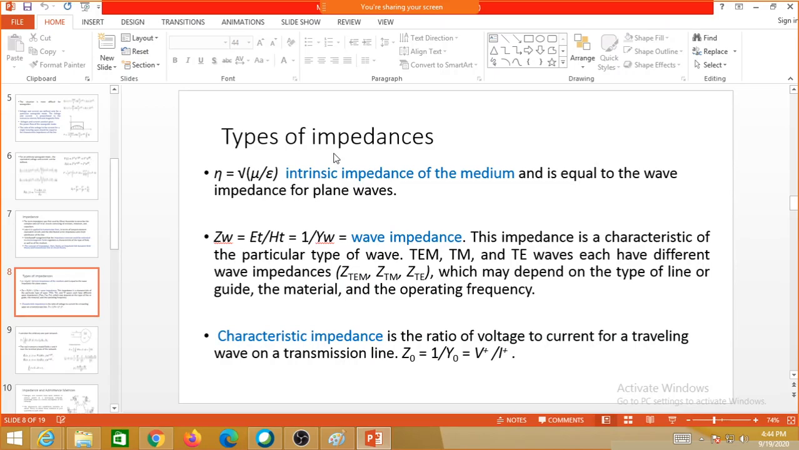Okay, just take an example: the intrinsic impedance of free space, 377 ohms. If you match it to any transmitter, like an antenna, and the matching is maximum, then the power from the antenna will be delivered maximally to free space. So matching is very important in terms of impedance.